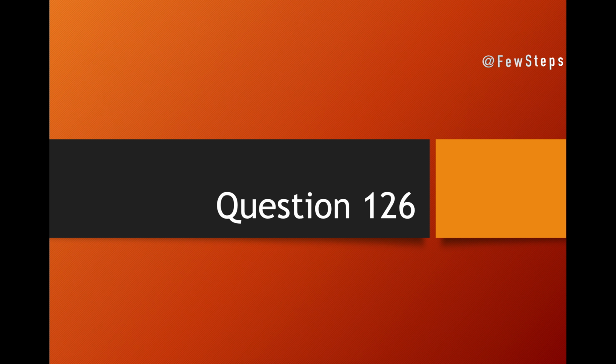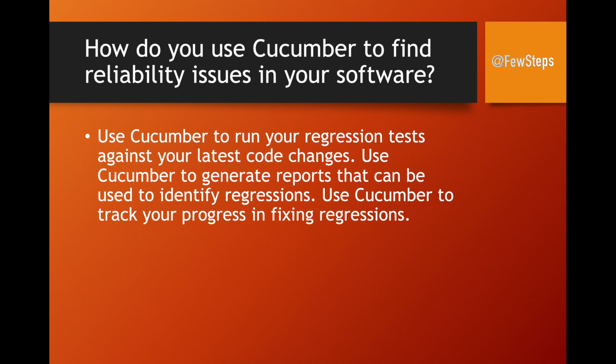Question 126. How do you use Cucumber to find reliability issues in your software? Use Cucumber to run your regression tests against your latest code changes. Use Cucumber to generate reports that can be used to identify regressions. Use Cucumber to track your progress in fixing regressions.